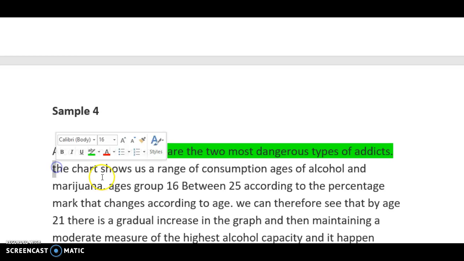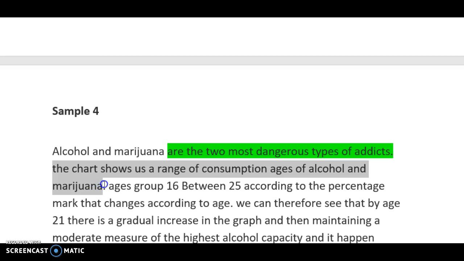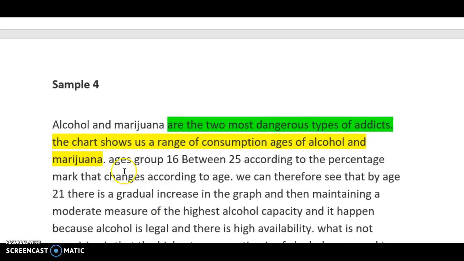Okay, we need a capital letter here. The chart shows us. It's not a chart, it's a graph. Shows us a range of consumption ages of alcohol and marijuana. Now this is a little bit closer to our topic sentence. And here I'm just going to point out that none of the sentences begin with a capital letter, and every sentence must.